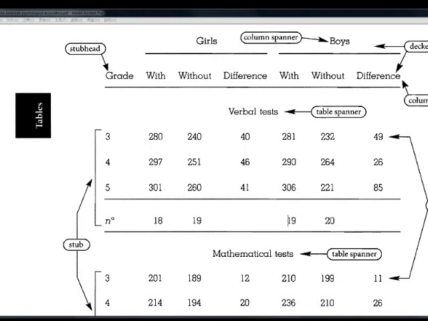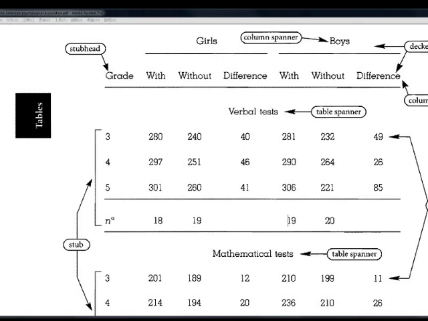You have things like your column spanner. Girls, boys. That's two groups, right? Girls were broken into three subgroups. Boys were broken into three subgroups. With, without, and difference, that is, with grade, without grade, different grade, that's called the subheading. And up at the top, it's called the column spanner.